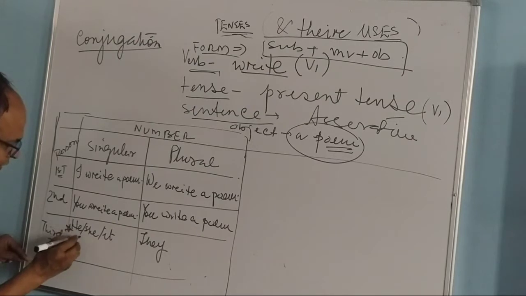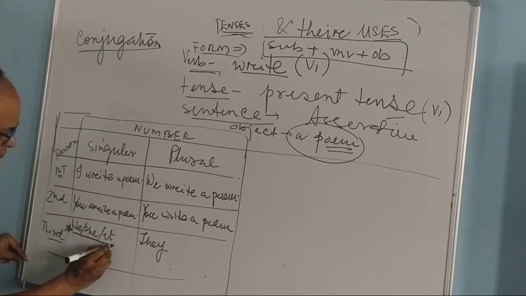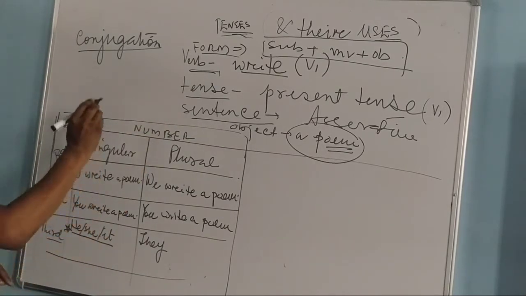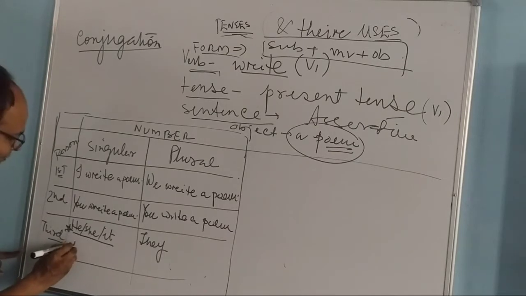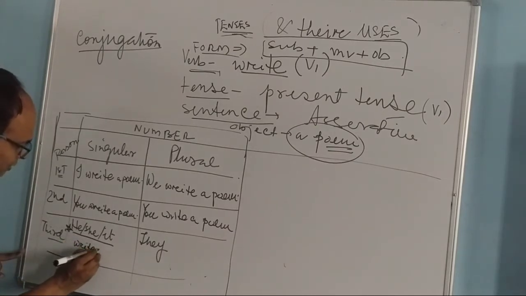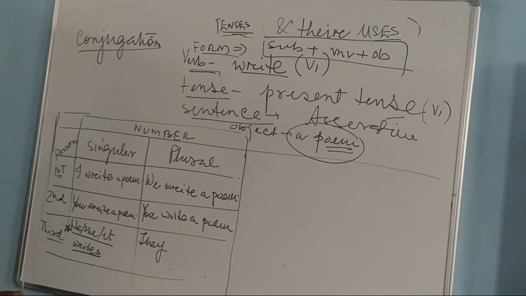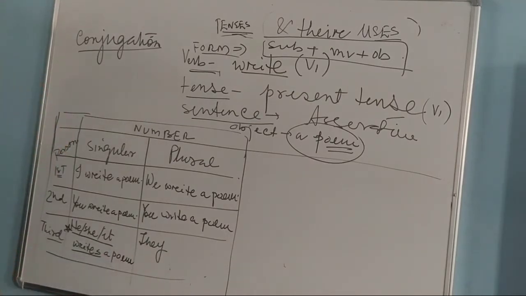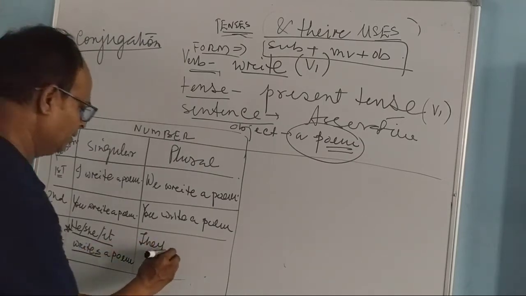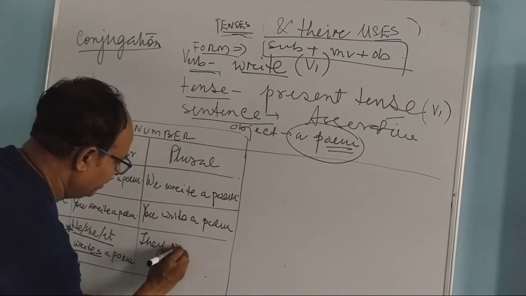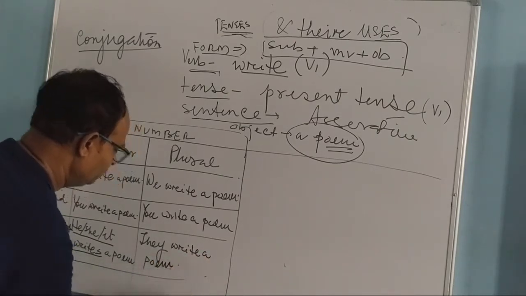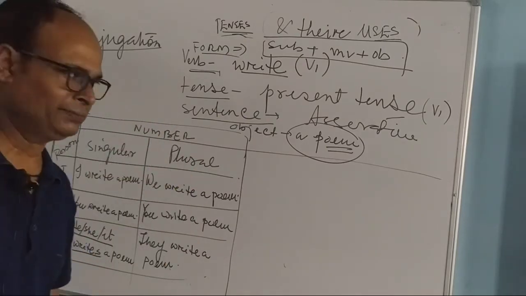So, I am writing here he, she or it, this is the subject or the doer, here the pronoun. Therefore, the verb is W-R-I-T-E, write, but sometimes it will be taking S, sometimes it will be taking ES, and after that the object will remain the same, a poem. Then you see the next one, they write a poem, they write a poem. So, this is the basic, my dear children.